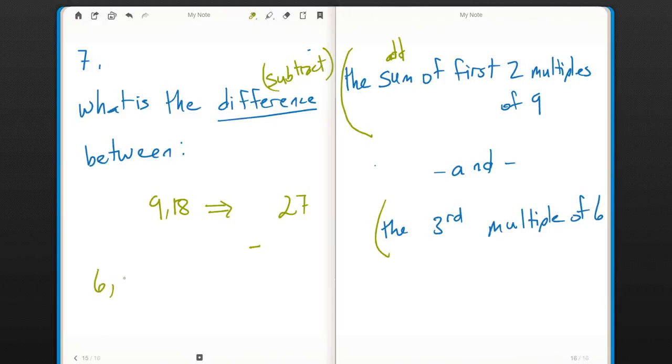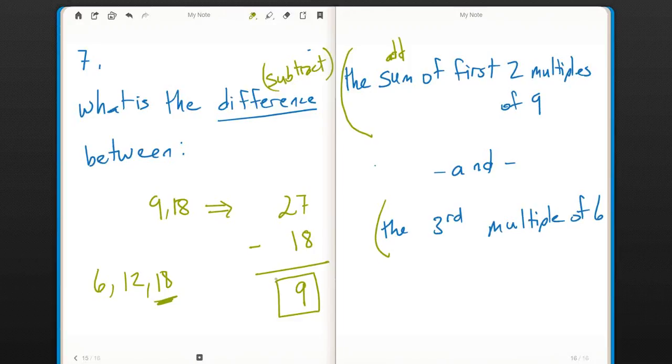Well, let's think about 6. 6 and 12 and 18. 18 is the third multiple of 6. The difference between those two numbers is 9. The math is not hard. They just want to know, can we learn to read through a lot of words and come up with a mathematical interpretation of the question.